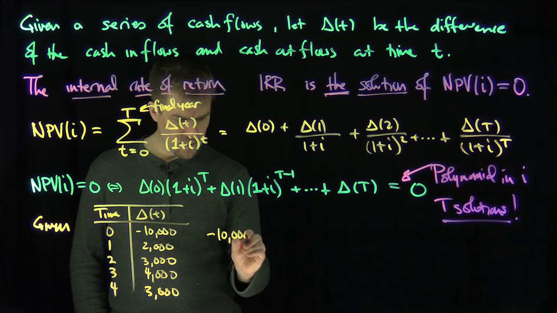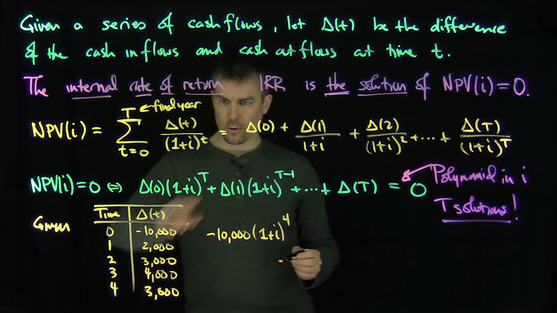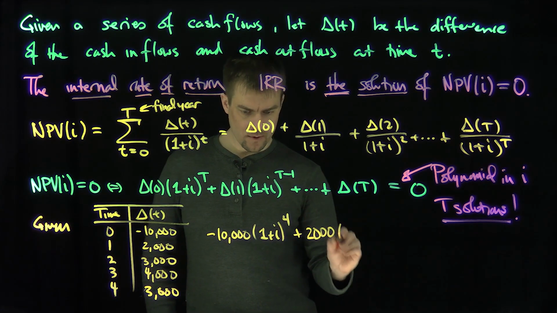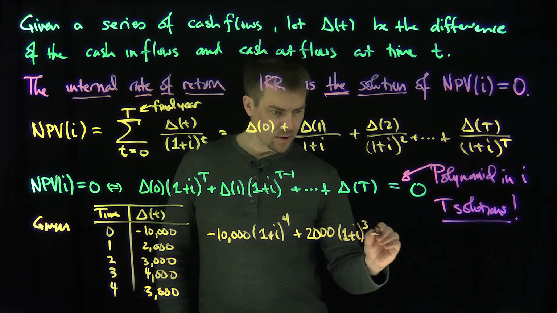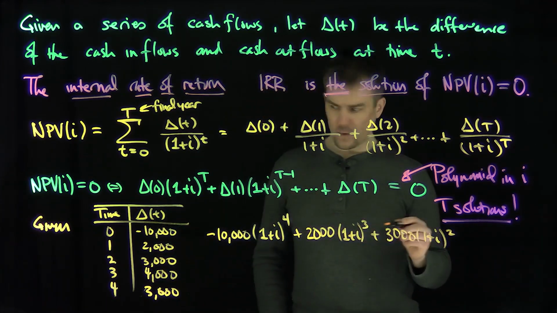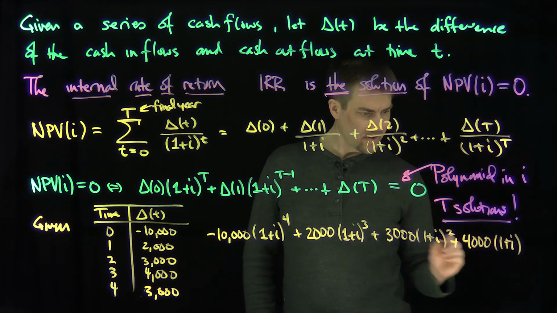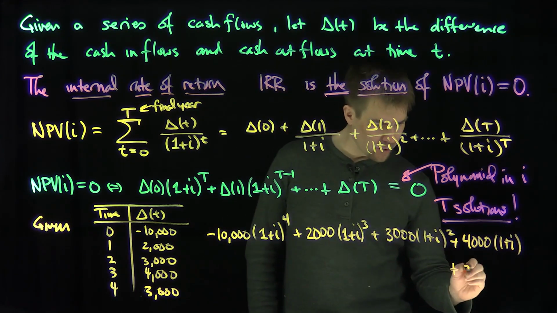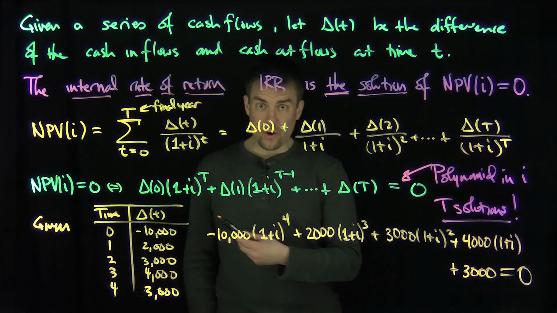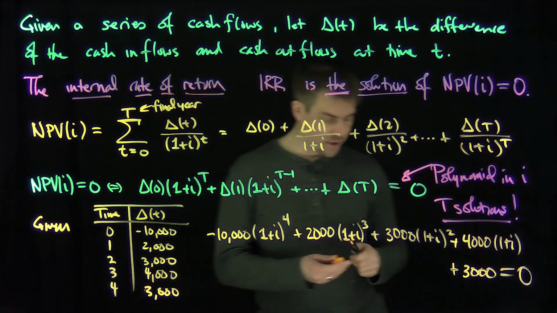negative 10,000 times (1 plus I) to the 4th power, because now the number 4 goes over here, plus 2,000 times (1 plus I) cubed, plus 3,000 times (1 plus I) squared, plus 4,000 times (1 plus I), and finally plus 3,000 with nothing, and we set this equal to 0. So it's a 4th order polynomial, and I know that it is going to have exactly one positive root, so one root will be bigger than negative 1.